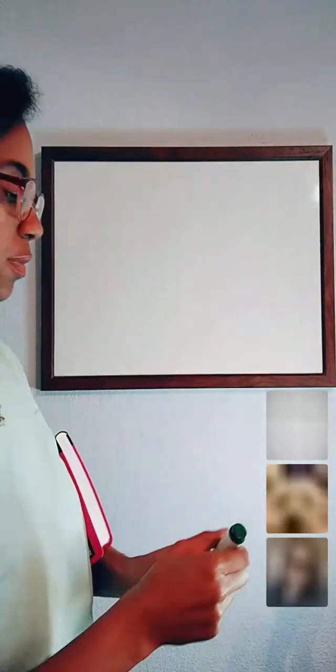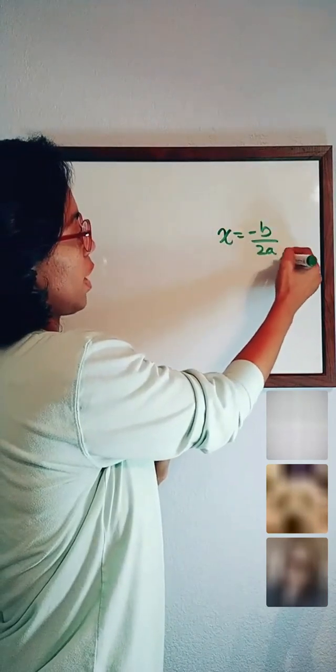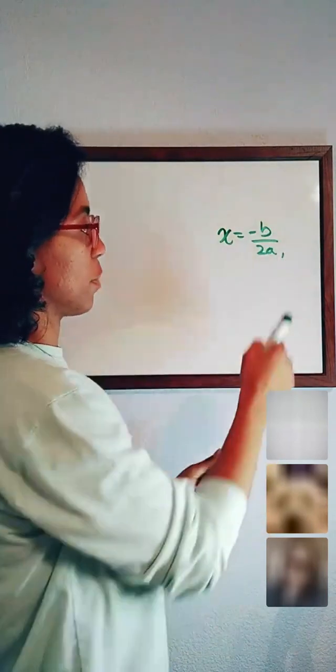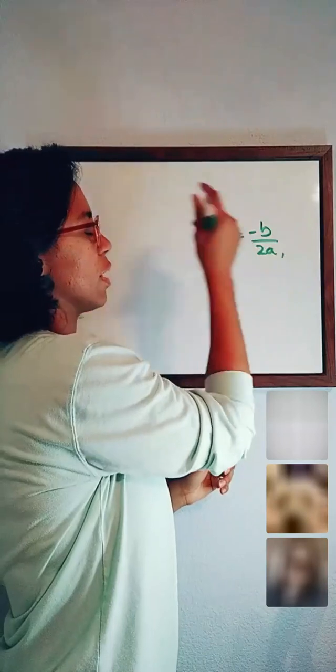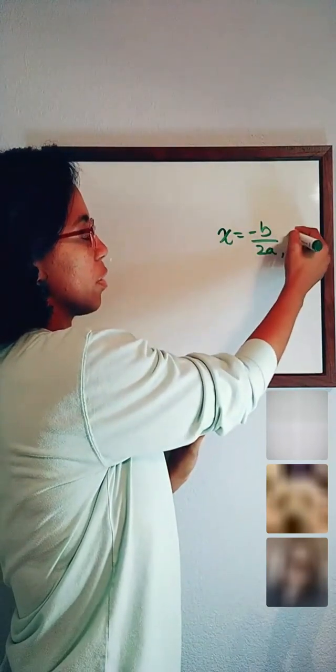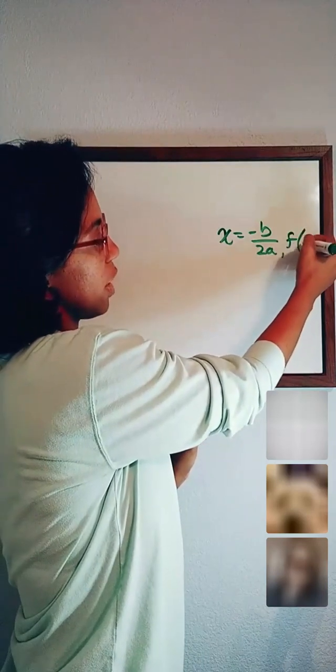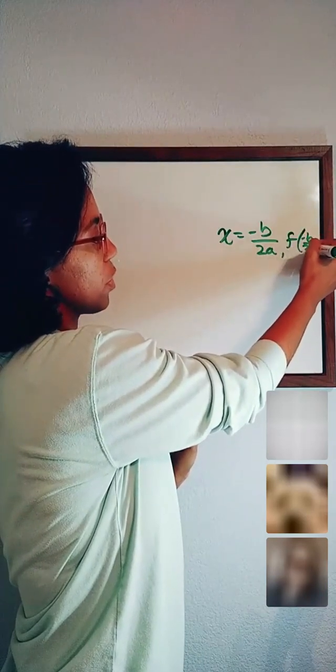How do you find the vertex? Hey, Shan, how do you find the vertex of a parabola? I'm going to write the equation for you. X is equal to negative b over 2a, I think. Yep. So that's going to be your x. And then the other one is to find your y. You just substitute that in. So it's going to be f of negative b over 2a. Yeah.